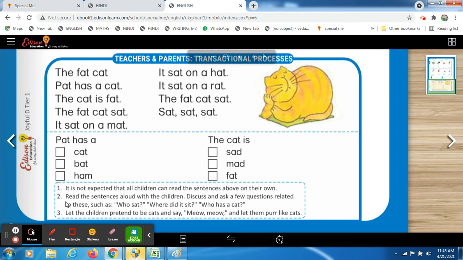Okay, the second thing is, read the sentence aloud with the children. So you also have to read the sentence with students, loudly discuss, and ask a few questions related to those sentences, or you can say this paragraph. You have to ask our kids a few questions, like what is happening there, what is there in this passage, right? When you do questioning, students concentrate on the story. If you are narrating a story to students and you ask questions in between, the student stays attentive, thinking that my mamma will ask me a few questions, so I have to listen carefully, because if I give the right answer, mamma will appreciate me.